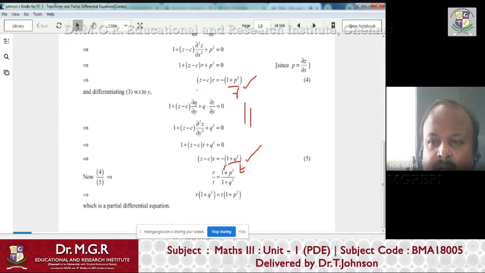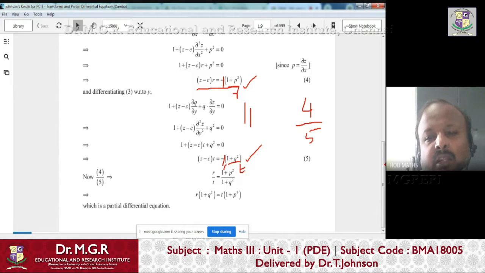Otherwise, you can do one thing. You can divide 4 by 5. Then automatically z minus c will cancel out. R by t will be there, and the minus signs will cancel out. Then (1 plus p square) by (1 plus q square) is automatically there. Very simple. Instead of doing all this, you simply divide equation 4 and 5. You will get a relation like this.